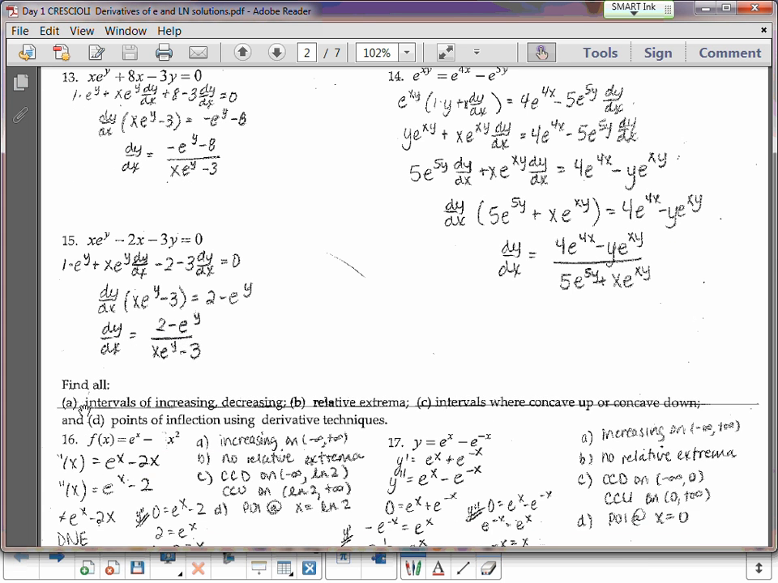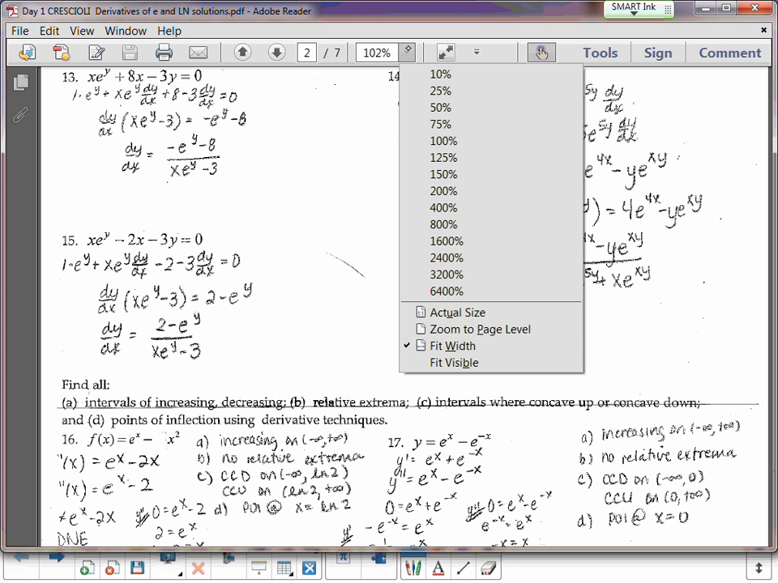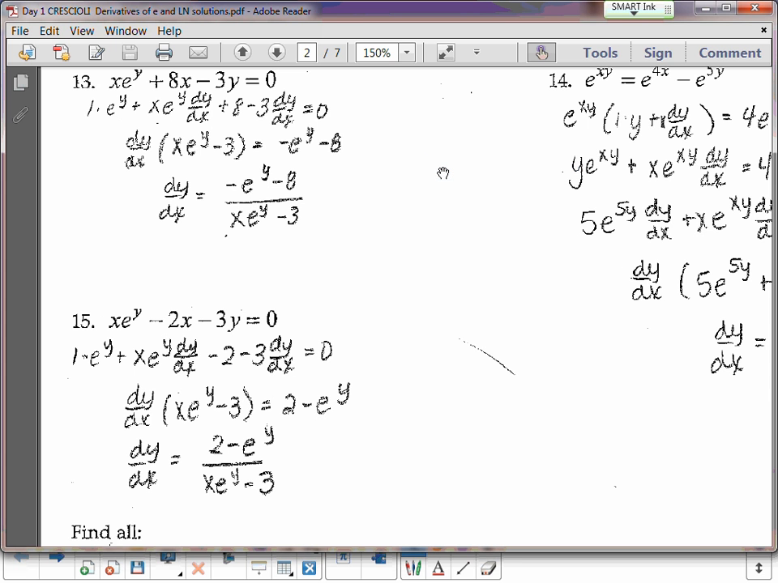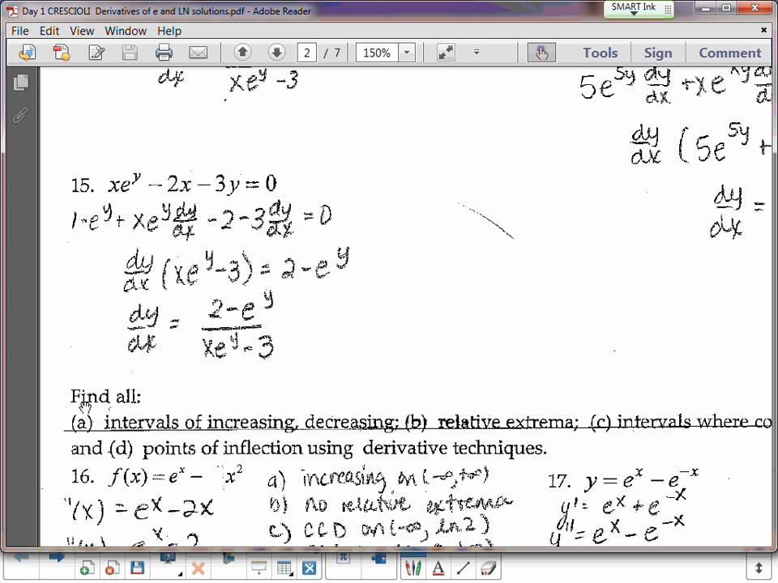Okay, so 15 here we had implicit. We have to do product rule with this first piece. Second stays through the first, plus first stays through a second. Don't forget your dy dx. And then we have derivative -2x, which is -2. Derivative of this is -3 dy dx.